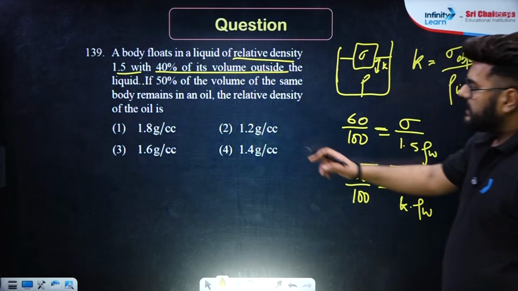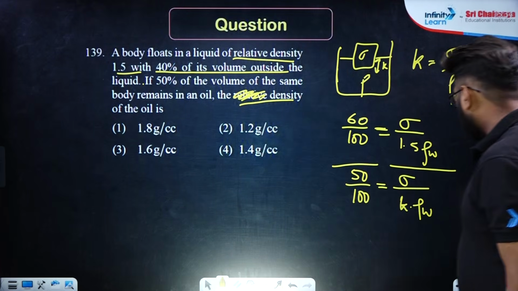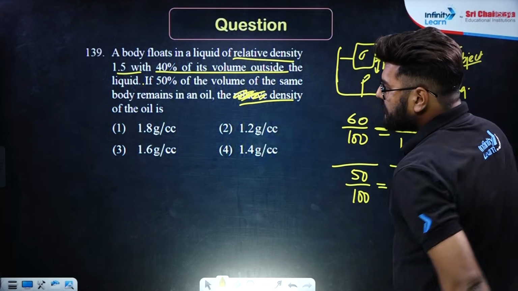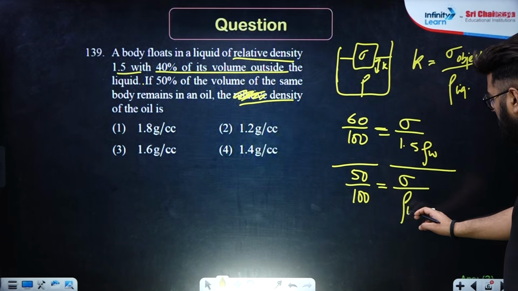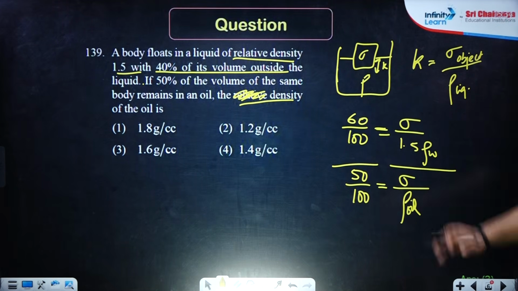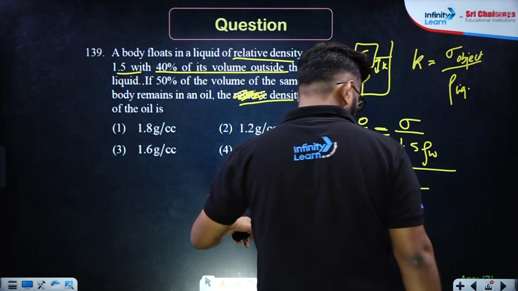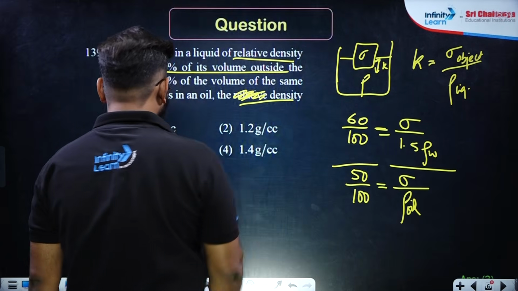Actually, they are asking about the density, not the relative density. So what you can do is ignore this K, because looking at the options, they are in g per cc, and relative density has no unit. They are basically asking you the density of oil. Irrespective of whatever they have written, they are asking you about the oil. Option number 3 matches the statement. Okay, so 3 is the right answer.